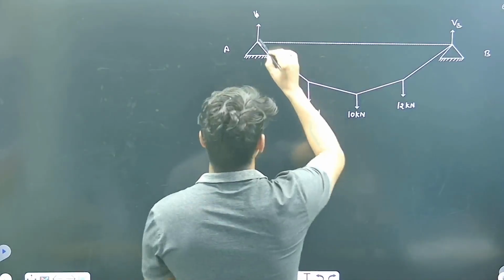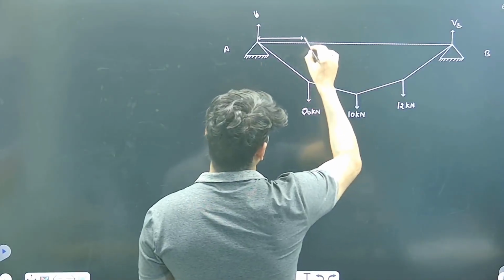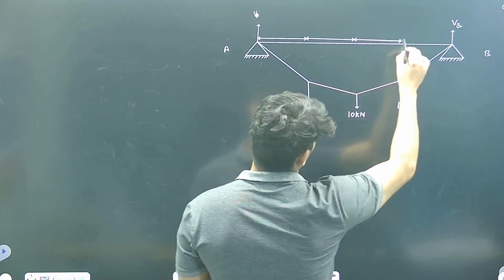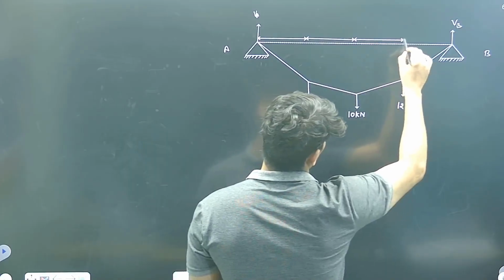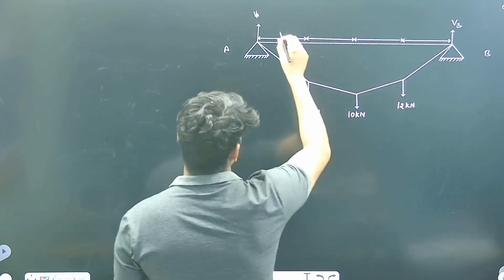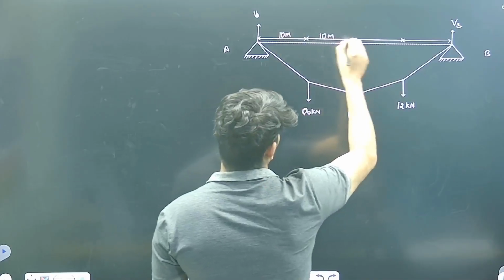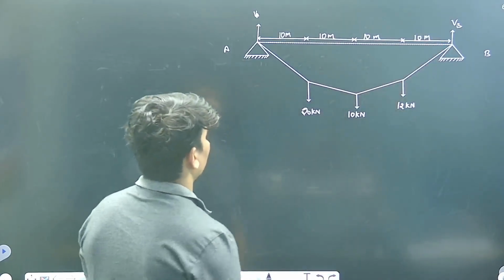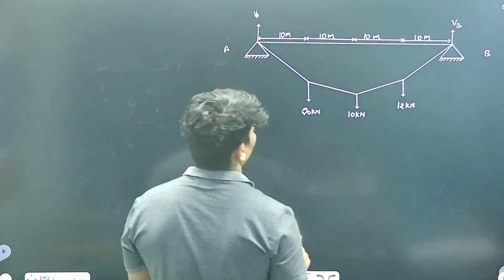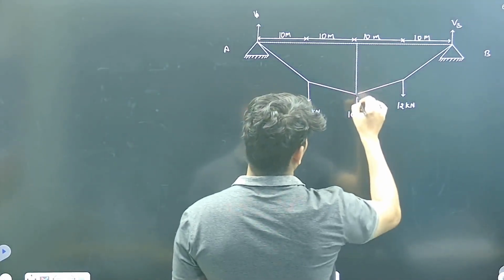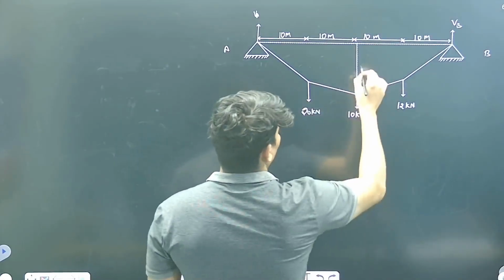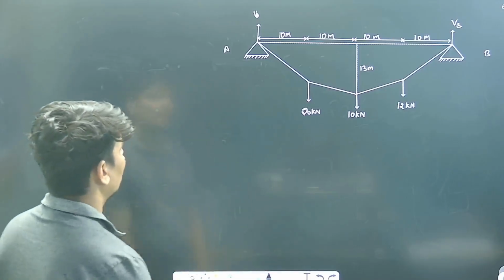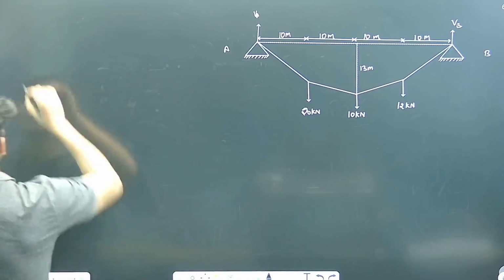The distance is 10, 10, right? And at the center dip, where the 10 kilonewton load is given, the dip is 13 meter, right? So first find the vertical reactions.